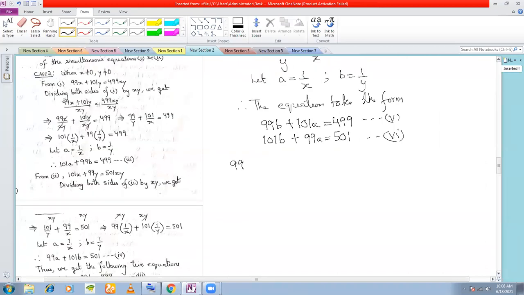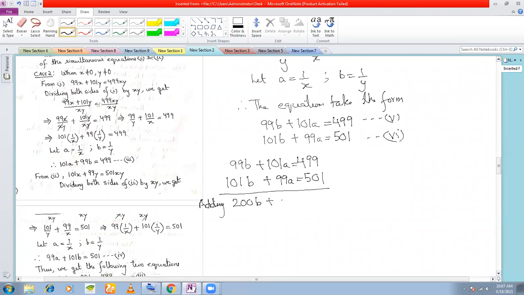Write the equations 99b plus 101a is equal to 499, 101b plus 99a is equal to 501. First add and then subtract. Okay, so adding, you'll get 200b plus 200a is equal to 1000.